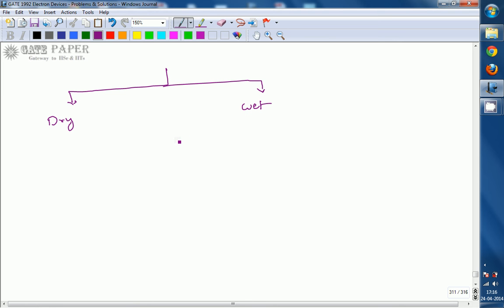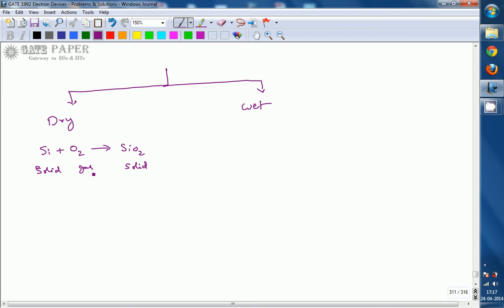In dry oxidation, oxygen gas reacts with silicon to form a silicon dioxide layer. So dry oxidation can be written like this: silicon plus oxygen gives rise to silicon dioxide, where silicon is solid, O2 is oxygen gas, and the silicon dioxide you get is solid. So this is dry oxidation.